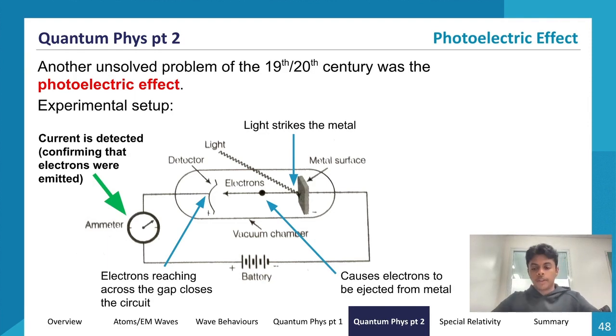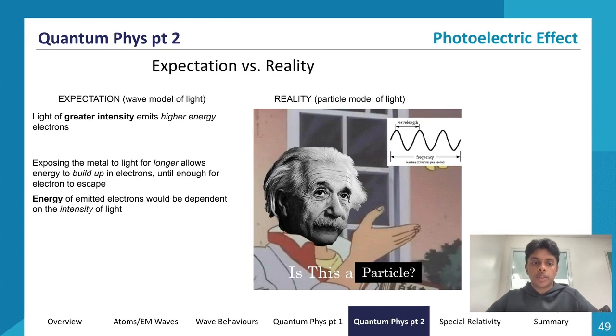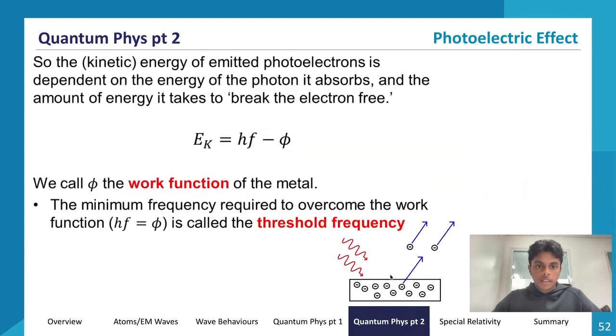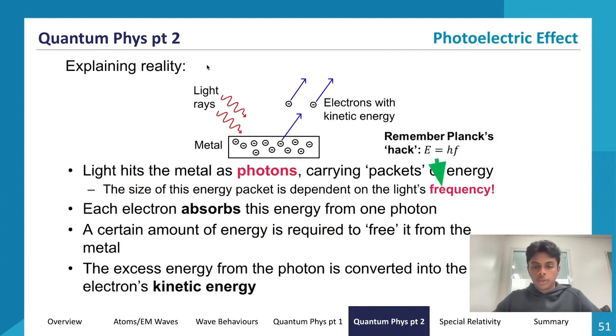So the photoelectric effect, right? How the wave model wasn't able to explain the photoelectric effect. You need to know the difference in intensity, and these 3 things basically: the intensity, that's very important, and how light would build up and cause electrons to be emitted, how that wasn't observed, that was false as well, and how the energy of emitted electrons would be dependent on the intensity of light. So this over here is very important. And the explanation over here is also quite important.